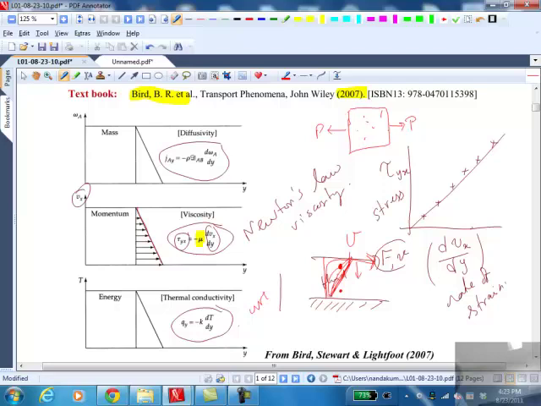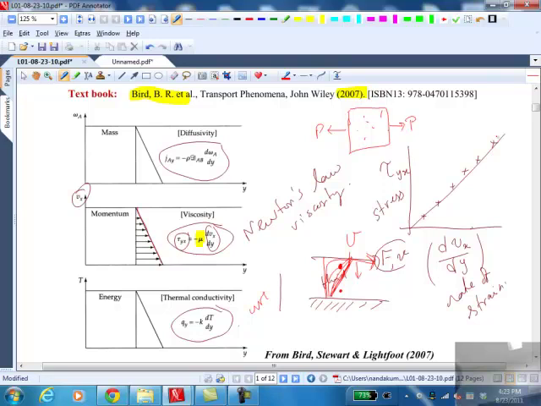It's a good question. The same thing applies for heat transfer and mass transfer. Another way of asking that question is: is this always true? Will it always be linear? And we will see that it is not, unless the fluid is Newtonian. If the fluid is non-Newtonian, you can have a situation where the velocity profile is not linear.